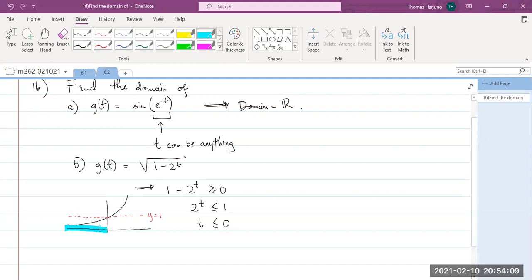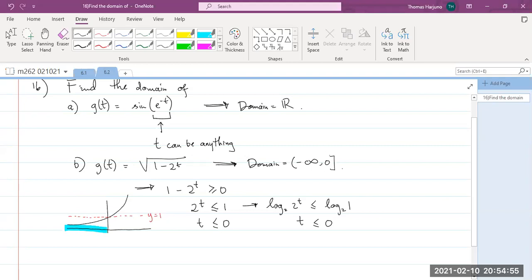You can also apply logarithm if you want. If you want to be more mechanical, then you will say that log base 2 of 2 to the t is less than or equal to log base 2 of 1. Log base 2 is an increasing function, therefore you maintain the inequality. Now the left hand side is t, the right hand side is 0. So the domain is negative infinity up to 0.